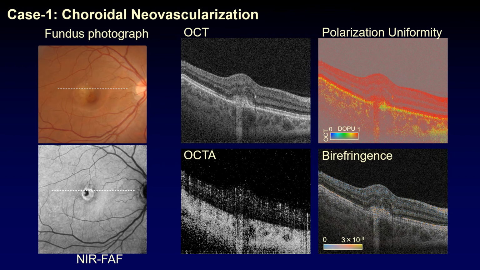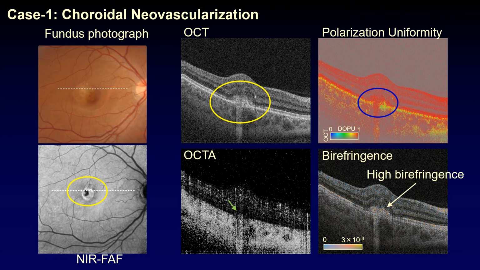In the OCT image, we see a hyperscattering material. In the OCTA image, we can find there is an abnormal blood vessel within this hyperscattering material. By checking the polarization uniformity image, we can find there is a defect of the retinal pigment epithelium, and this finding is consistent with the finding in the near-infrared fundus autofluorescence. By checking the same region with birefringence, we can find a high birefringence. This might be the indicator of fibrosis.